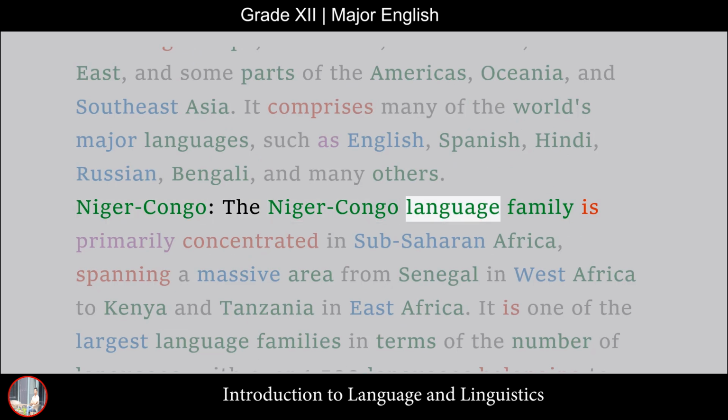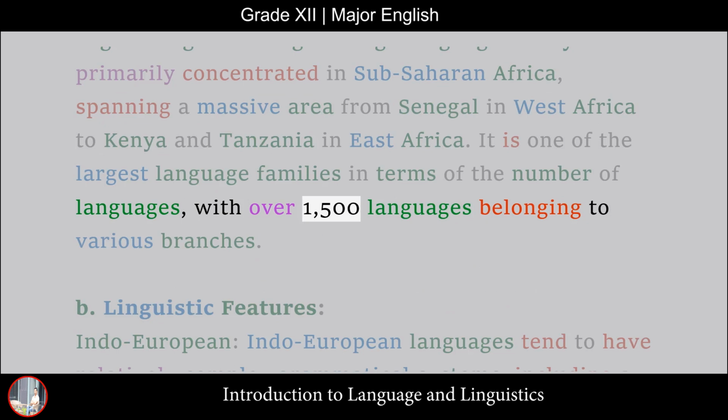Niger-Congo: The Niger-Congo language family is primarily concentrated in sub-Saharan Africa, spanning a massive area from Senegal and West Africa to Kenya and Tanzania in East Africa. It is one of the largest language families in terms of the number of languages, with over 1,500 languages belonging to various branches. B. Linguistic features.